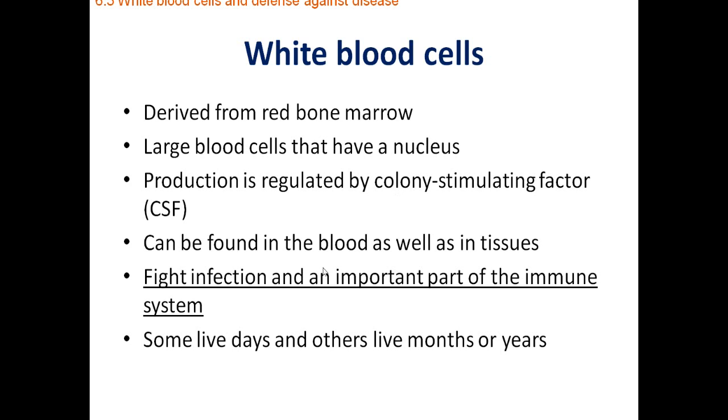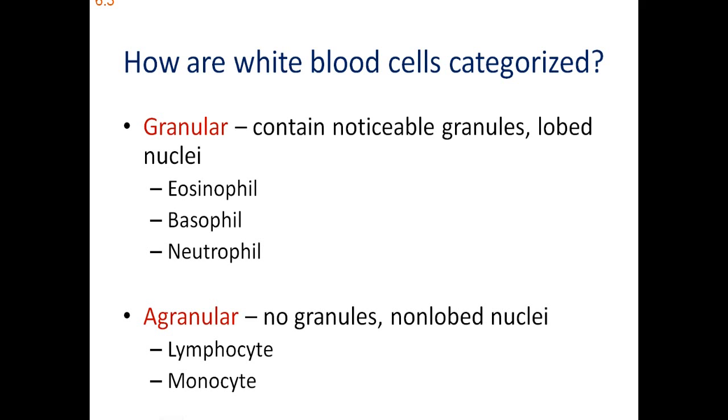Now white blood cells, they're in your blood, but they can also move out of your blood and be in your tissue. Their function, I have this underlined, so this is what's important, is to fight infection. So they're a really, really important part of your immune system. There's a whole bunch of different kinds. Some live for days, so they don't live very long, but others can survive months or years. So they're really different from reds.